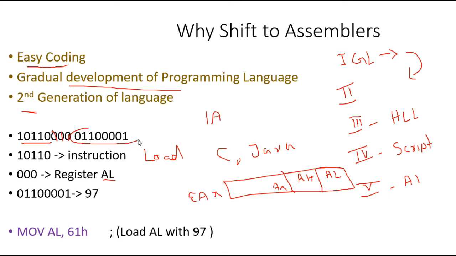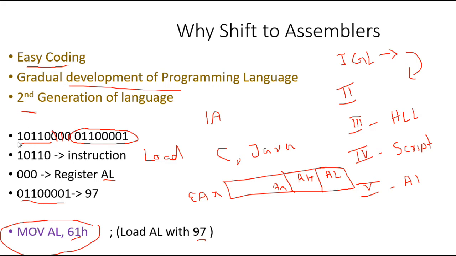And if we calculate this binary value into our decimal system, that is 97. So 10110 is an instruction to load something. 000 refers to the AL register or the accumulator, and this 8-digit number refers to the value 97. Making this into assembly language just means MOV AL, 61H. This 61H is a hexadecimal number, and 61 in hexadecimal is equal to 97 in decimal. So MOV AL, 61H in assembly language means load the value 97 into the accumulator.